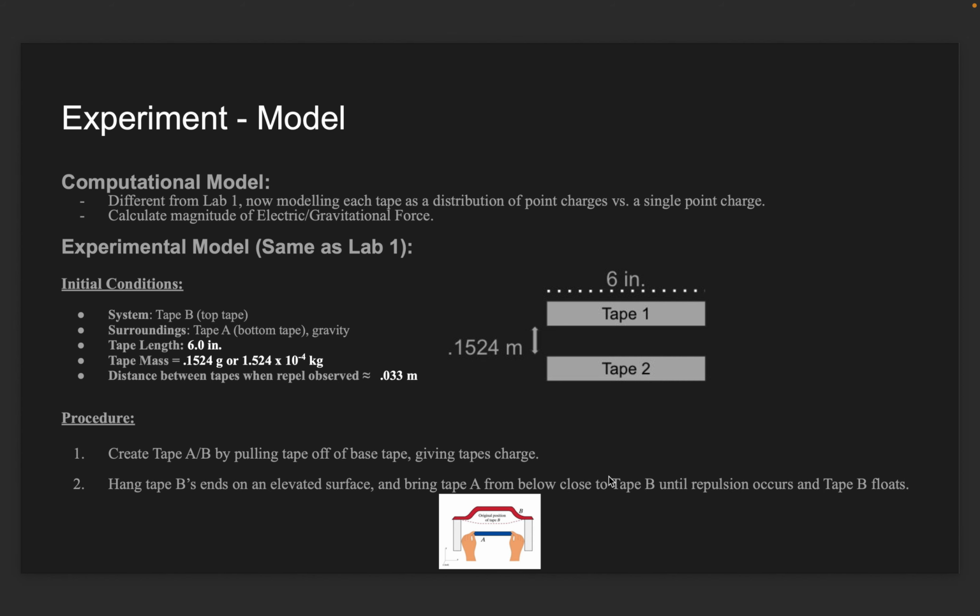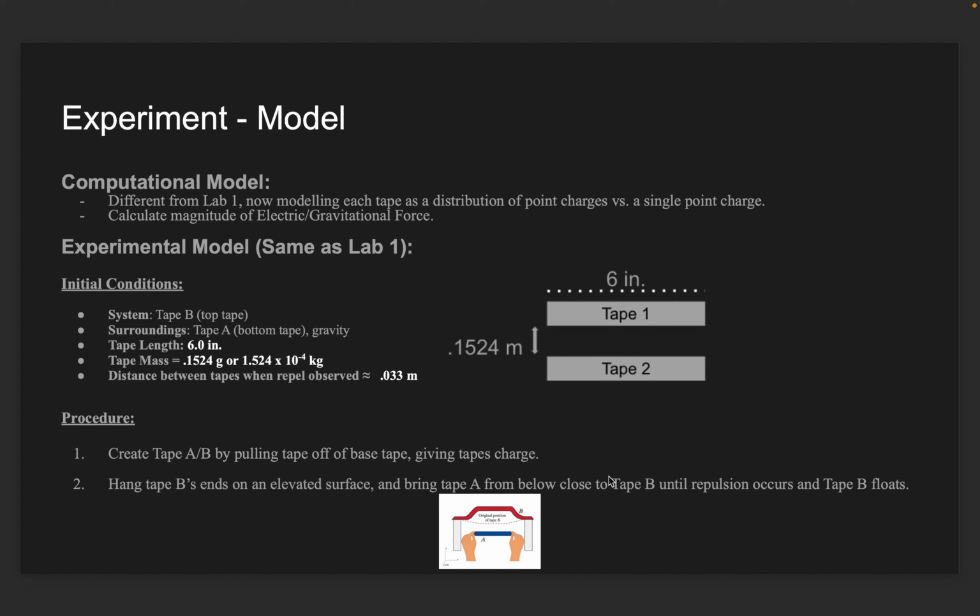So the experiment in our computational model is going to be different from Lab 1. Now we're modeling each tape as a distribution of point charges versus in Lab 1 we were modeling it as a single point charge in the center of the tape. And our goal was to calculate the magnitude of the electric and gravitational force again. The experimental model is remaining the same as Lab 1, so for that, our initial conditions were our system was tape B, and our surroundings were tape A and the gravity.